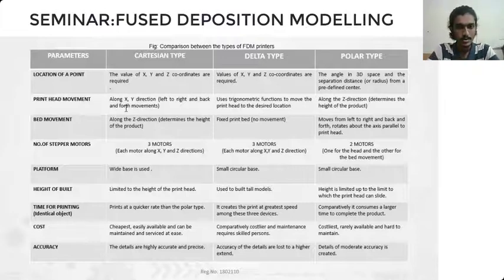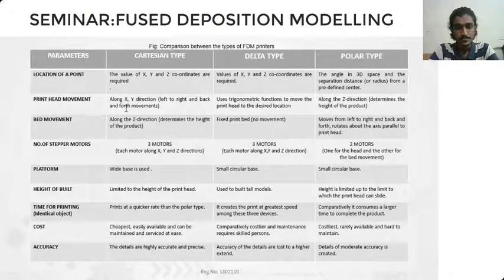Then the motors required, we can see for Cartesian we require 3 motors, Delta type also 3 motors. For a Polar FDM printer, just 2 motors are enough. As for the height of the build, a product produced in Cartesian has a limited height, whereas Delta is mainly used to build tall structures or products. Whereas in Polar type also the height of the product is very much limited.